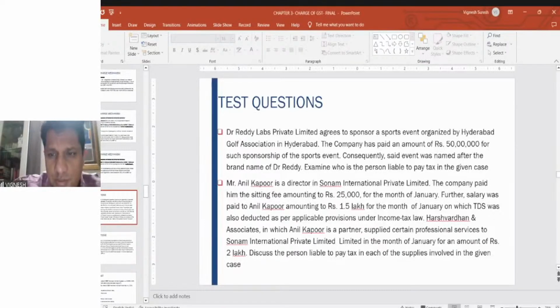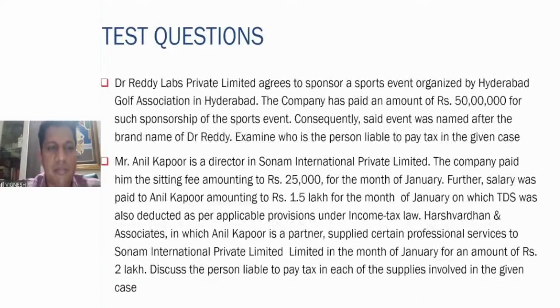Next one, Mr. Anil Kapoor is a director in Suram International Private Limited. The company paid him the sitting fee amounting to 25,000 for the month of January. Further, salary also was paid to him amounting to 1.5 lakh for the month of January, on which TDS was deducted as per the applicable provisions, which is nothing but section 192 here, because he clearly mentions salary. Harshvardhan and Associates, in which Anil Kapoor is a partner, supplied certain professional services to Suram International Private Limited in the month of January for the amount of 2 lakhs. Discuss the person liable to pay the tax in each of the supplies involved in the given case.